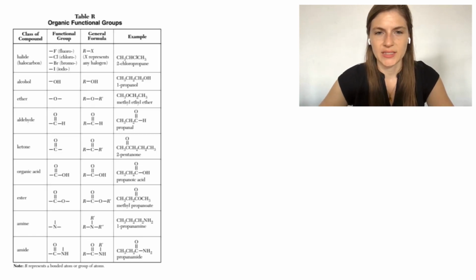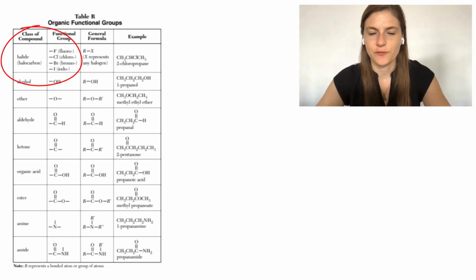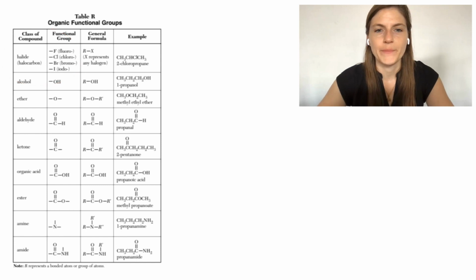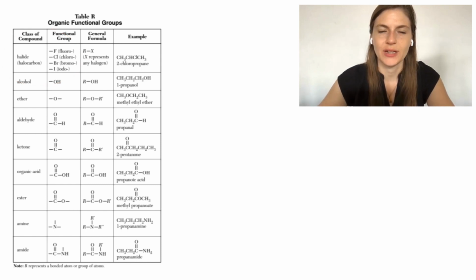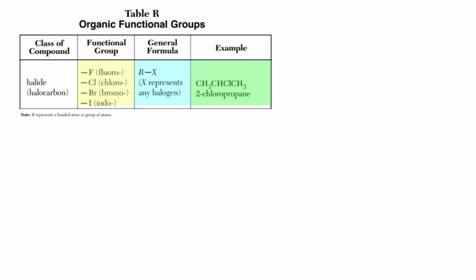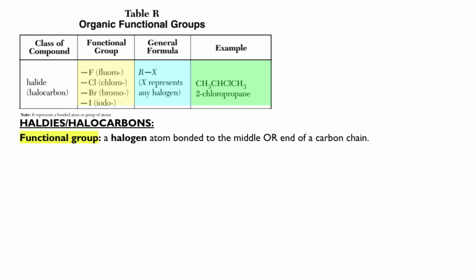If we take a look at Table R, we can see that the halide group is right there up at the top, and it's easily identifiable because it involves compounds that contain one of the group 7 elements. So if we have a halocarbon or a halide, and we're thinking about some of the characteristics of it, the most important one to note is that its functional group simply means that it contains a halogen that is a group 7 nonmetal. Specifically, you can see on Table R, fluorine, chlorine, bromine, and iodine is bonded to somewhere either in the middle or the end of a carbon chain.